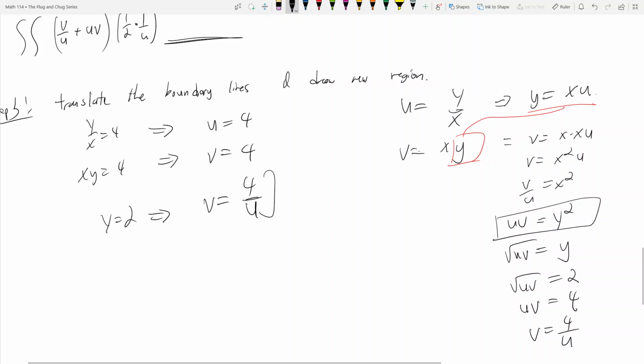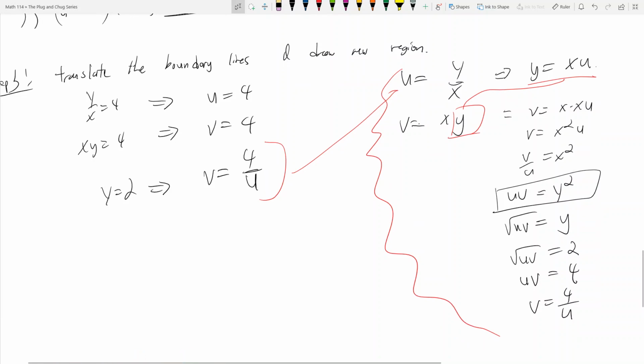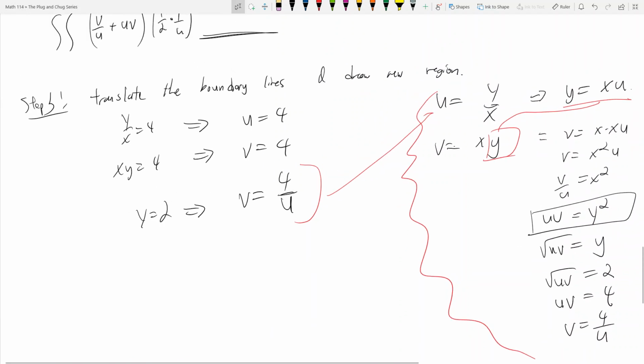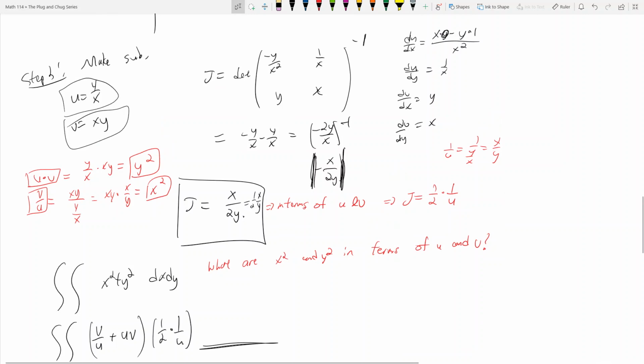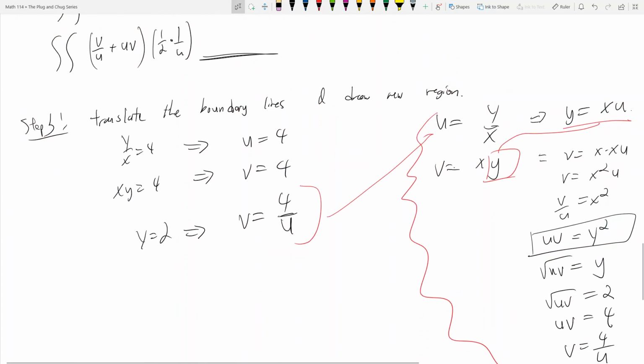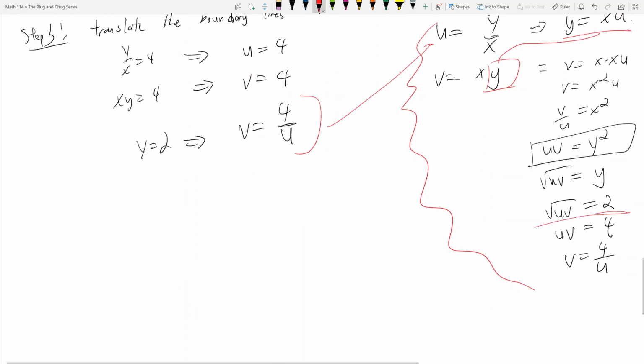Yeah, so we had to go through all this work to find v is equal to 4 over u. And I just essentially forgot. If I remembered this relationship right here, it would have occurred much quicker, because then I know what y squared is, so y is equal to the square root of uv, and if y is equal to 2, then root uv is equal to 2, and then from there you can just solve for v, or solve for u, it doesn't matter.